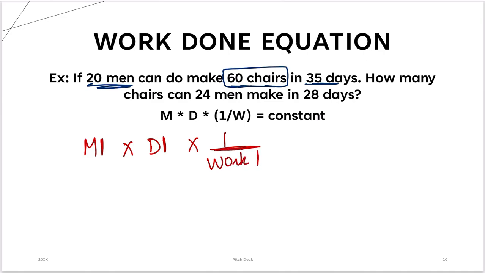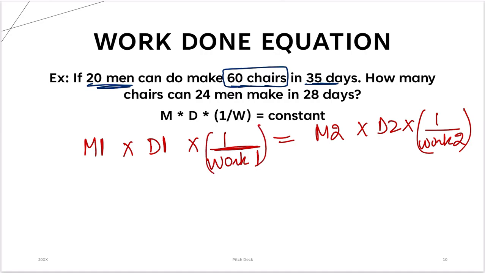So we can make 60 chairs, right? Suppose we have 60 chairs and 24 chairs, right? So for more chairs, we need more work. We have to do more work, right? And in the other case, M2 into D2 into 1 by work 2. Work 2 means the amount of chairs he needs to make. Just note here, men will come in the numerator, days will come in the numerator, and work or number of items will come in the denominator.